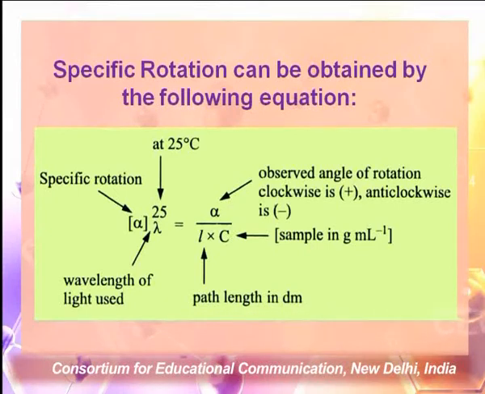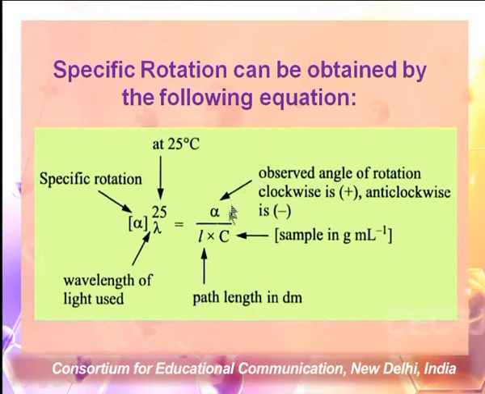So how do we find out the specific rotation? As I've told you, this alpha is the observed angle of rotation. This may be clockwise or anti-clockwise. Then we have the length of the tube, and this is measured in decimeters.